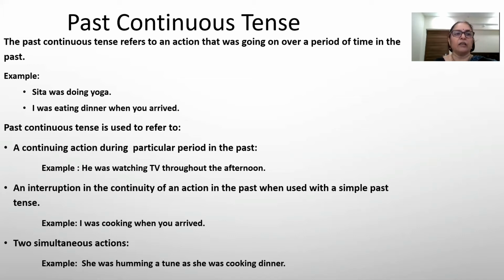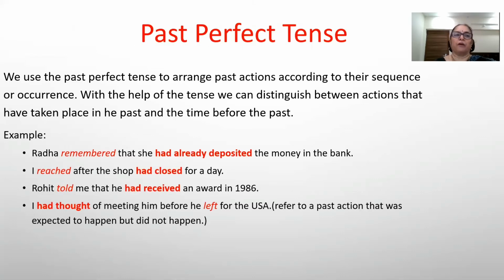Is that clear, children? Three things: continuous action during a particular period in the past; interruption in the continuity of the action when the other action is used in simple past; then two continuous simultaneous actions, when they are going on, you can use past continuous tense. Yes. Now past perfect tense.